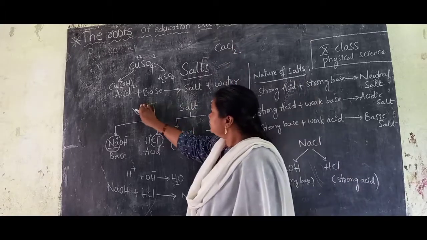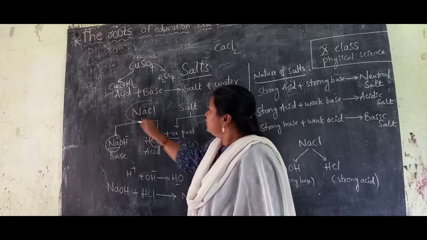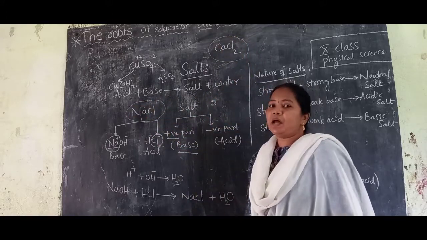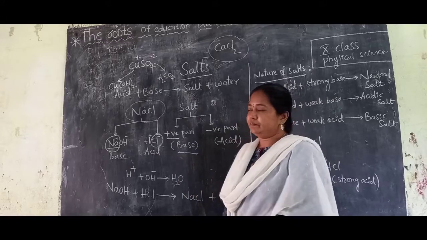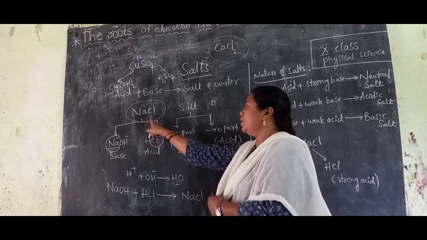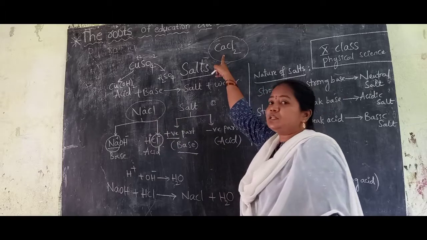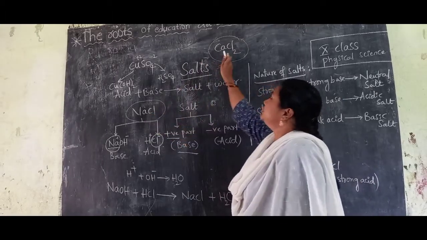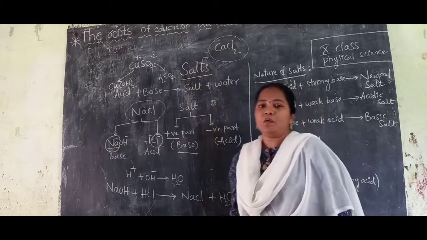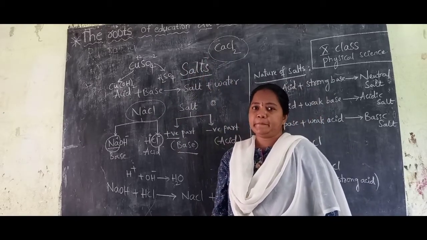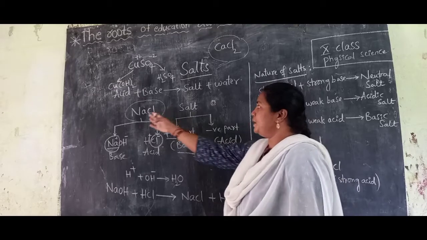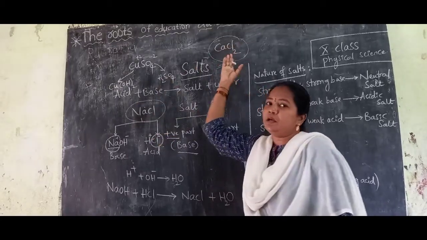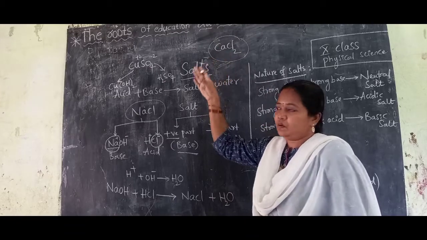Then in one way, NaCl and CaCl2, both of them belong to chloride salts family. Why? Because in this salt the chloride part is there, and in this salt also the chloride part is there. Therefore, NaCl and CaCl2 both belong to chloride salts family. This one belongs to sodium salt family and this one belongs to calcium salt family also.